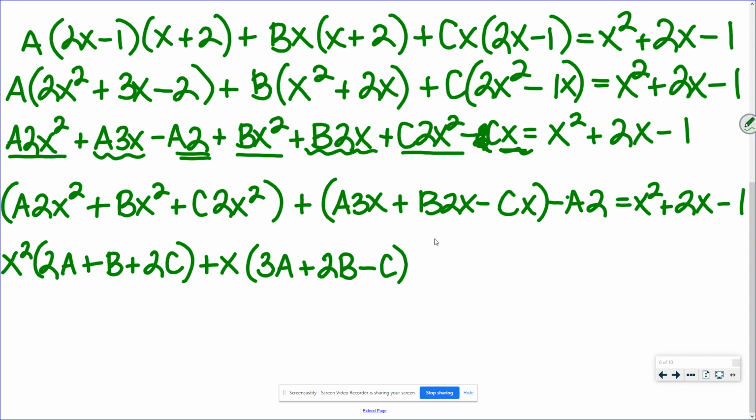There. Okay, and then I still have this minus 2a thing going on over here that I can't do anything with yet. All right, that was a lot of algebra. Now, here's the important connection I need you to make.